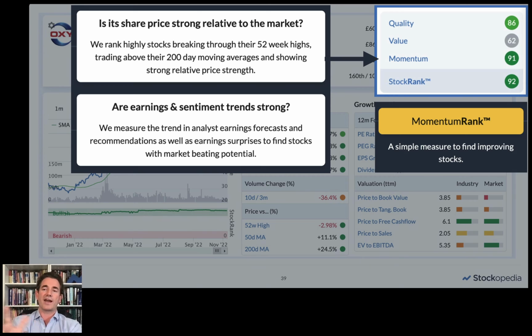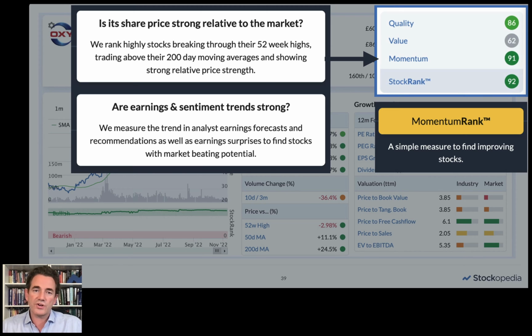Thirdly, the momentum rank. This is a concept which is quite alien to a lot of investors, but is probably the most powerful of these three factors in predicting future returns. And it's a counterintuitive factor. Essentially, if a share price is strong relative to the market, it tends to continue being strong.